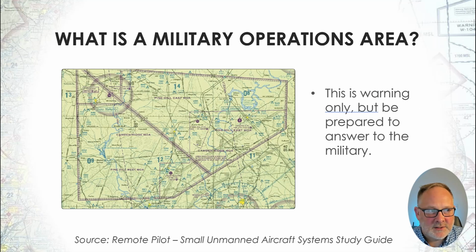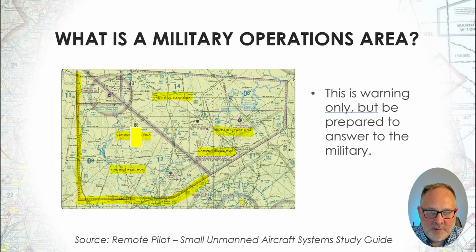So this is your MOA. Let me draw that out so you can see it better. Here it's this tight magenta, teeth marks here, right? So you got two of them here. You got the Pine Hills East MOA over here, Camden Ridge MOA here, Pine Hills West MOA. So these are your military operations areas.